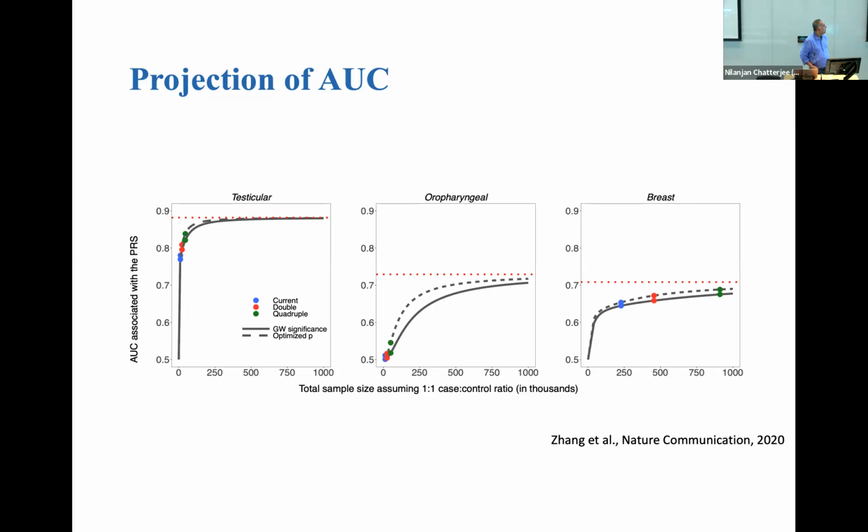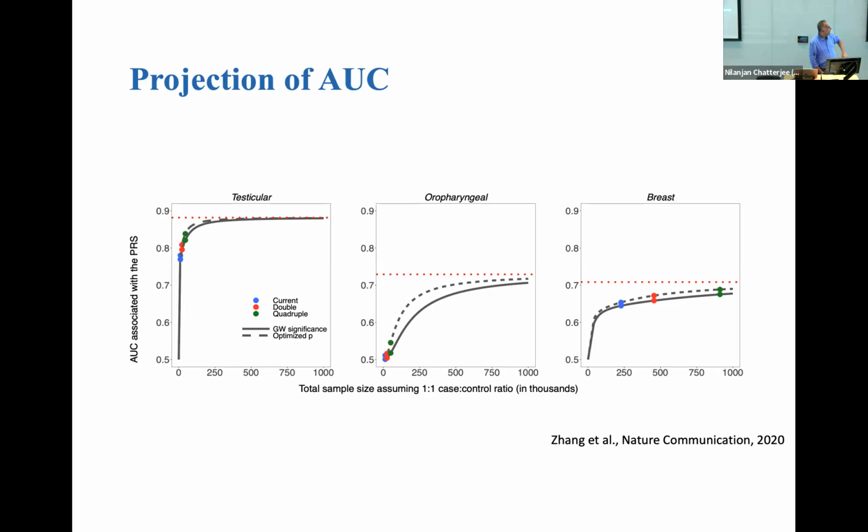And it goes towards the limit, which is the red dashed line, much faster. Even with 10,000 cases and 10,000 controls, which is the current largest study, we can already get an area under the curve of about 75%. And with doubling and quadrupling the sample size, we're basically going to start achieving the limit. So we don't need to do huge sample size GWAS for this cancer, which is going to be very hard because testicular cancer is a relatively rare cancer.